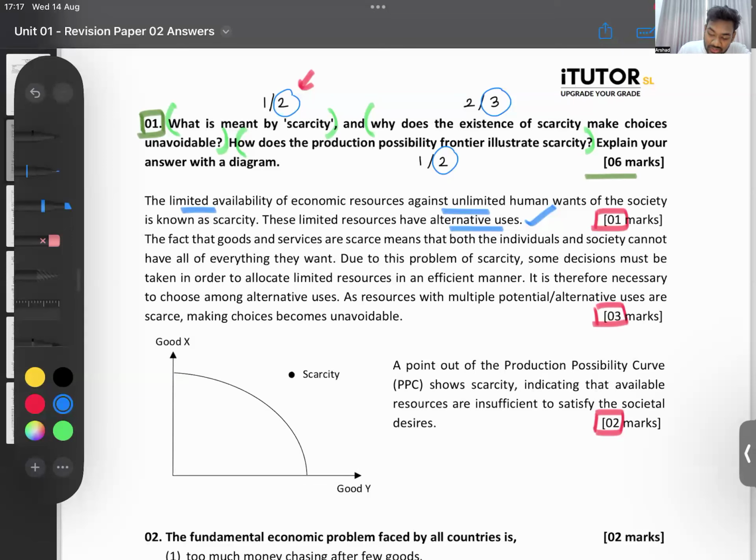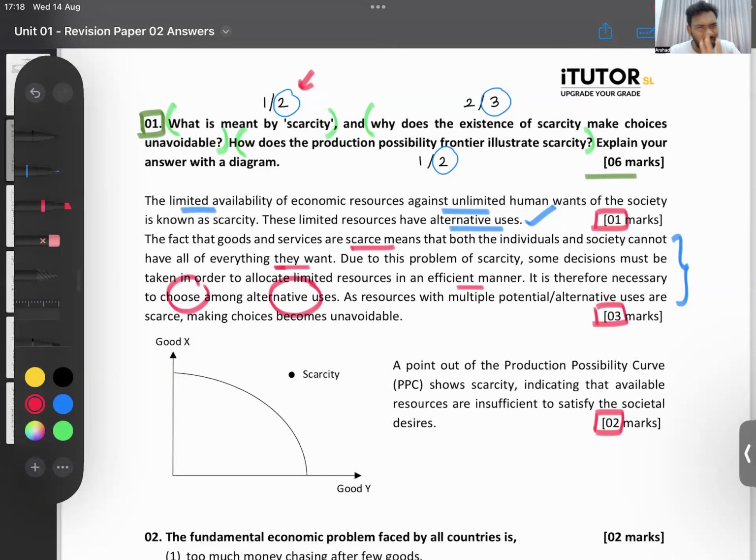Now I'm talking about how scarcity leads to choice. How does it lead to choice? Easy. The fact that goods and services or even resources are scarce means that individuals or even a country can't have everything they want. You can't do everything. You have limited resources. Due to this problem of scarcity, some decisions must be taken in order to allocate these resources in an efficient manner. Therefore, it is necessary to do what? To choose among your alternative uses.